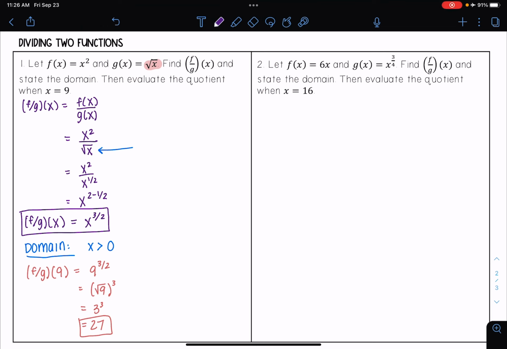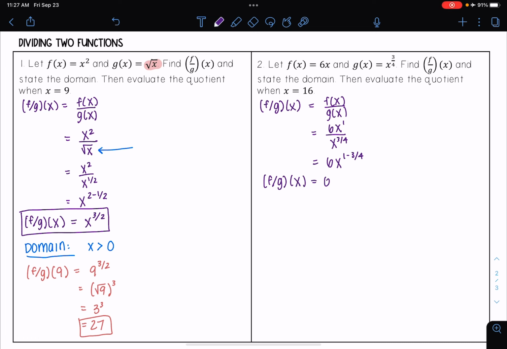So now let's look at one more. Here I want to divide again, so I have f over g of x is equal to f of x over g of x. My f of x is 6x, and my g of x is x raised to the 3/4. Again here I want to go ahead and subtract those exponents. My x here is really raised to the 1st power, so this will be the same thing as 6x to the 1 minus 3/4. And so that means that f over g of x is equal to 6x raised to the 1/4 power.